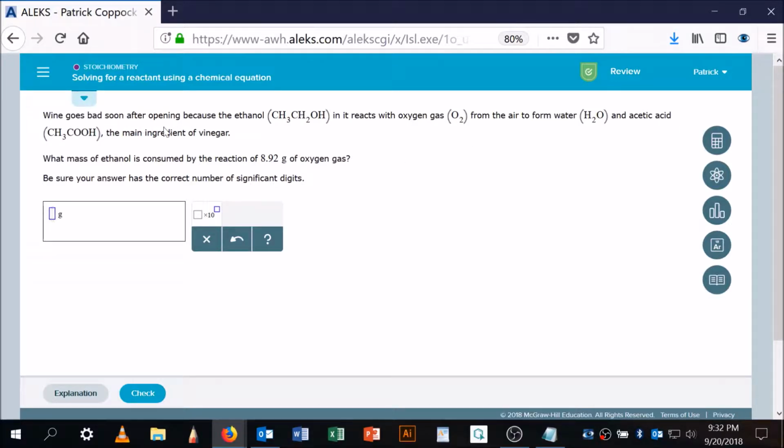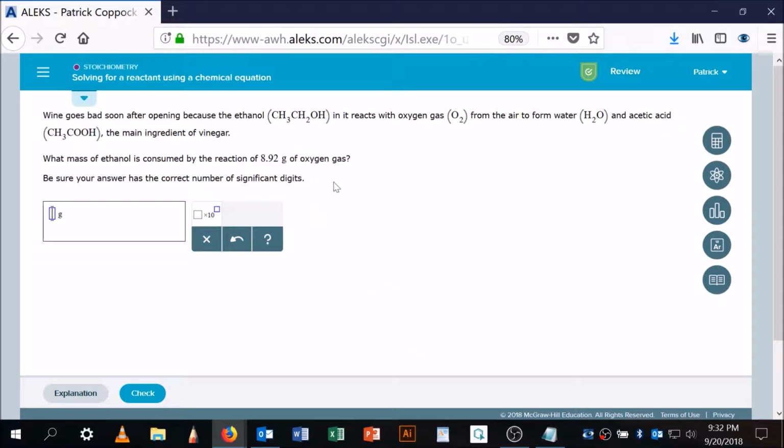All right, wine goes bad soon after opening because the ethanol in it reacts with oxygen gas from the air to form water and acetic acid, basically the main ingredient of vinegar, okay? What mass of ethanol is consumed by the reaction of 8.92 grams of oxygen gas?